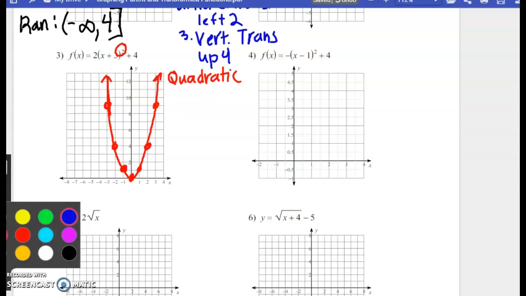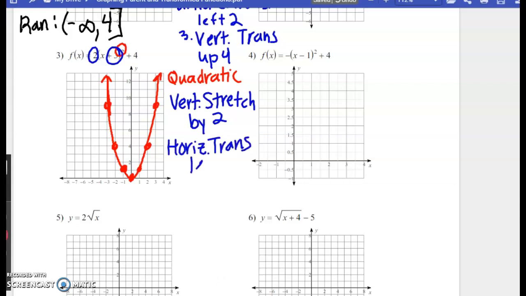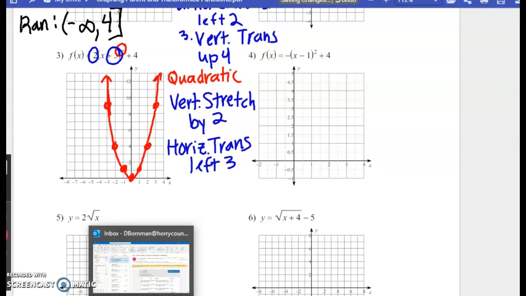Here I have transformation. So the first thing I see is this 2. So that's going to be a vertical stretch by 2, meaning every point's going to get twice as tall. And then I have a plus 3 in parentheses. So that means this is going to be a horizontal translation to the left 3. So after I reflect those points, I'm going to shift them left 3.